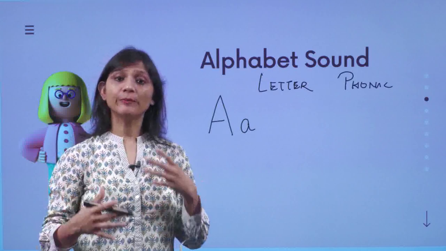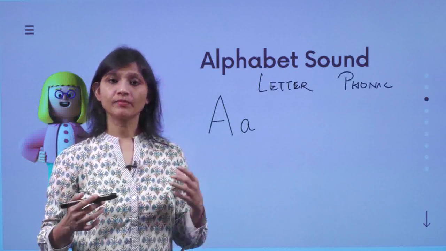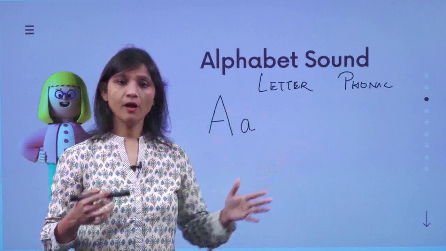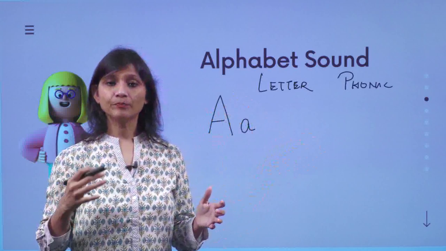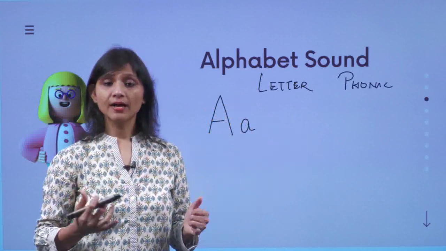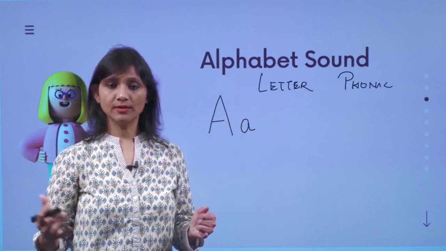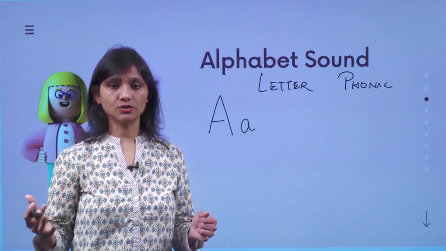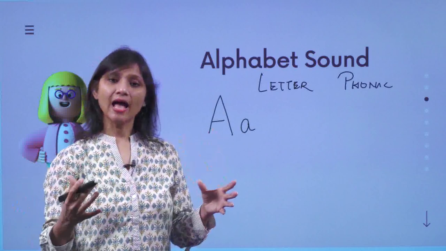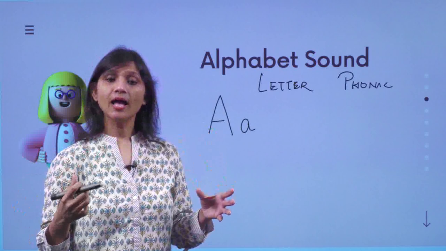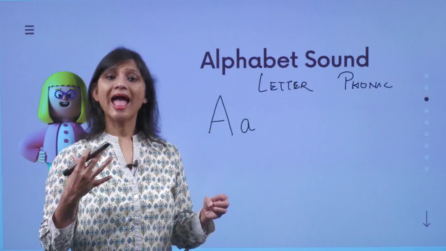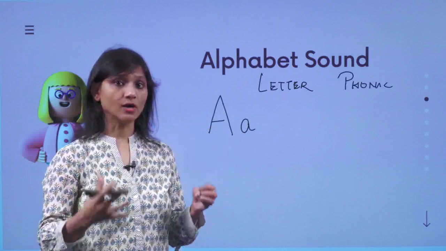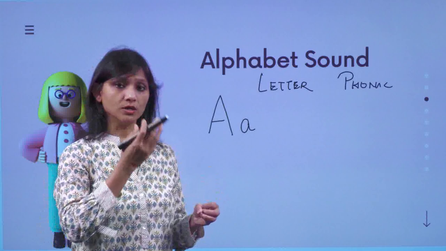A. Now repeat after me. A. Letter sound we know, A. Phonic sound, A. Open your mouth and say A. A. Apple. A. Ant. A. Ant. A. Apple. That is how we make the words, okay?